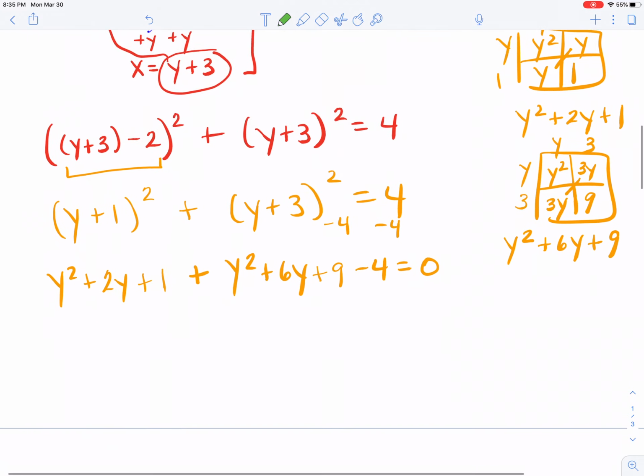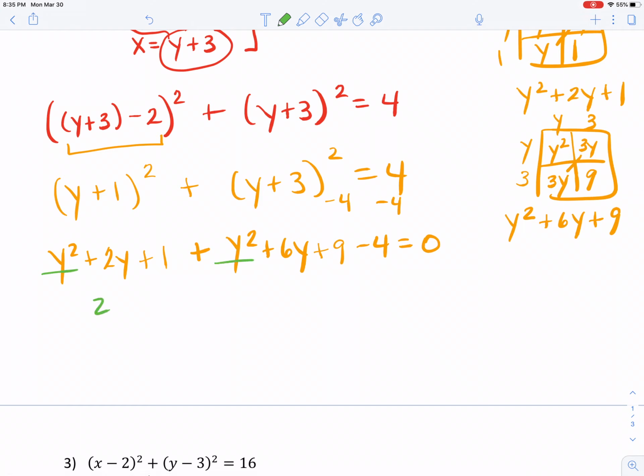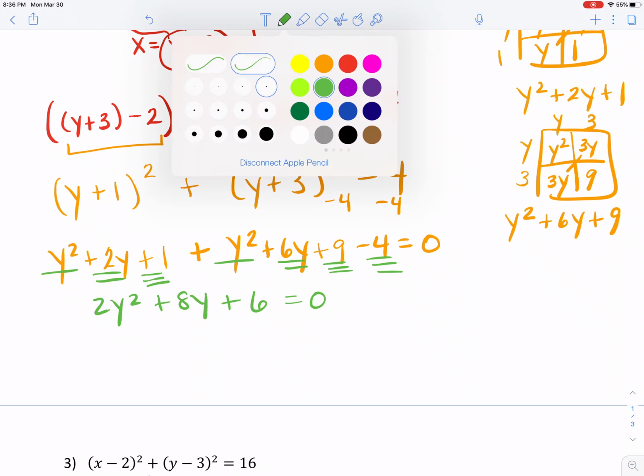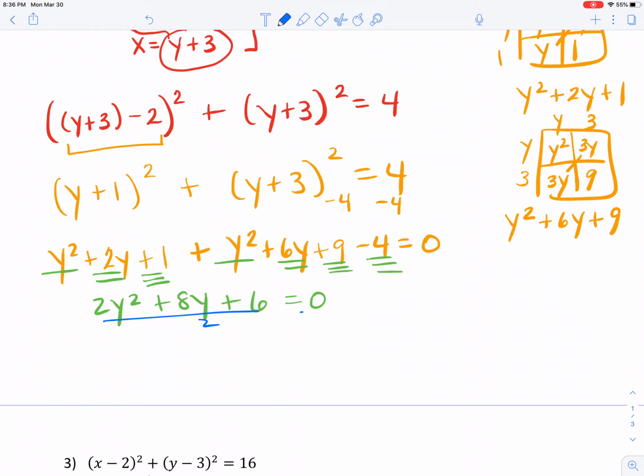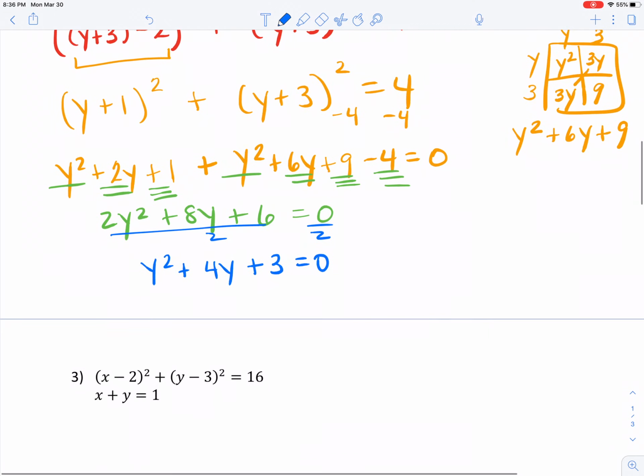set equal to 0. Now combining the like terms, I get 2y squared plus 8y plus, I have the 1, 9, and minus 4. So I get plus 6 equal to 0. And again, I could divide both sides by 2 and get rid of that leading coefficient, making it easier to factor. If you're just graphing it, you actually don't even need to do that step. You could graph and get the x-intercepts here before even dividing both sides by 2. But since I'm factoring, I wanted to divide both sides by 2.